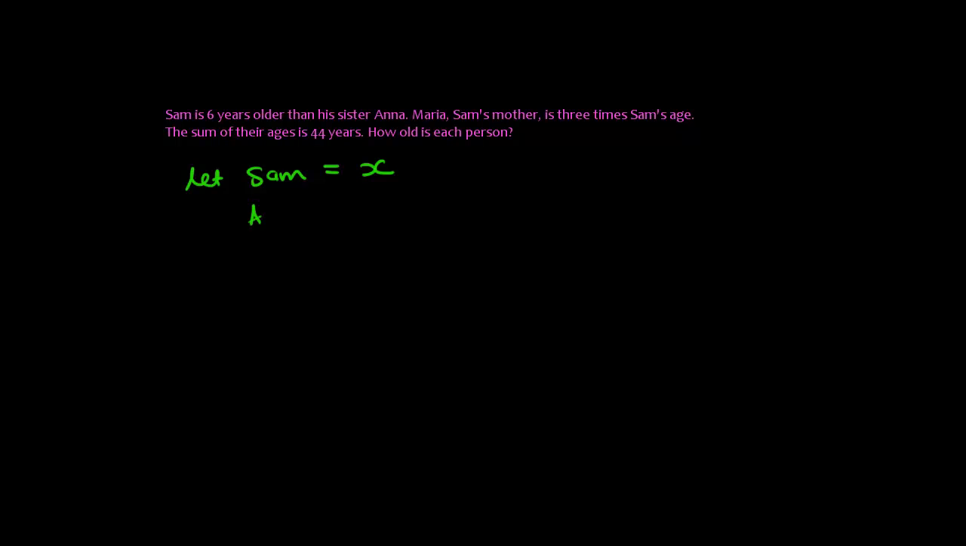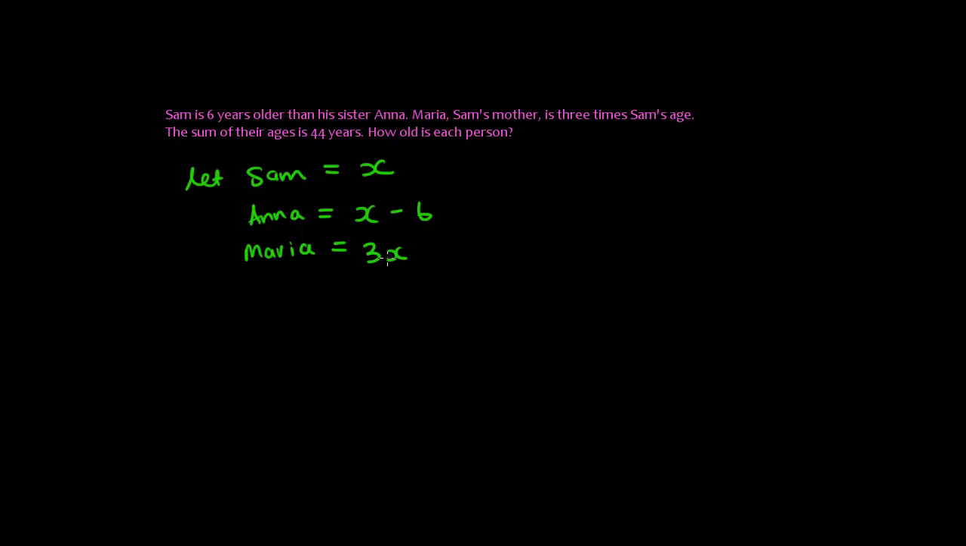We're being told that Sam is 6 years older than Anna. So Sam, x, is 6 more than what Anna is. So what does that mean? Well, if I take 6 away, it kind of means that Anna must be 6 years less than Sam. So obviously Anna is younger by 6 years. So we're taking 6 away. We're also being told that Sam's mother, Maria, is 3 times Sam's age. Well, Sam is x, so how do we write 3 times x? Well, it's just 3x.